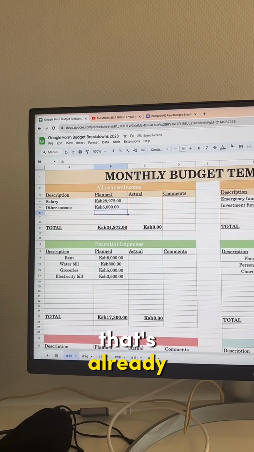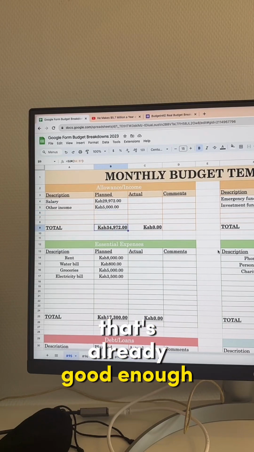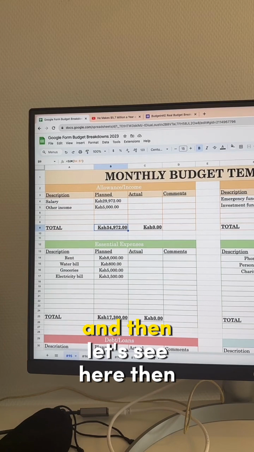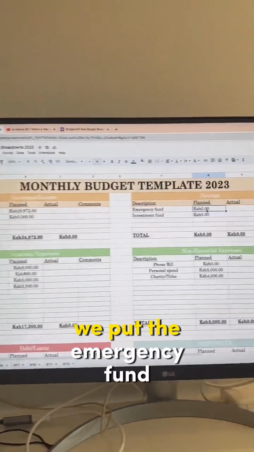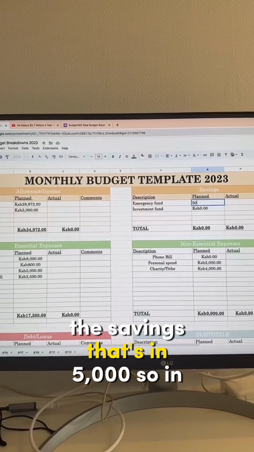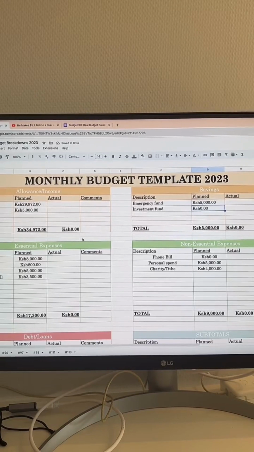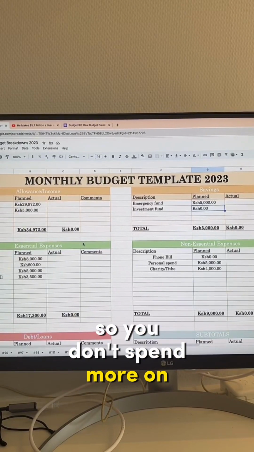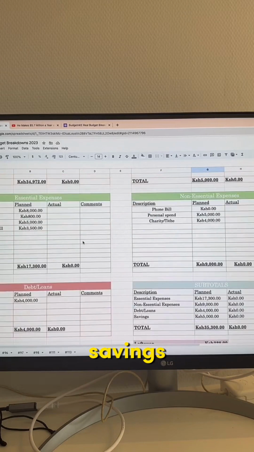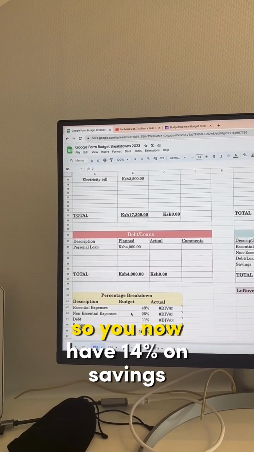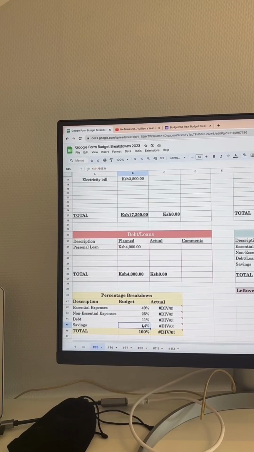That's already good enough. You see, 34,000. That's already good enough to at least boost him a little bit. And then let's see here. Then we put the emergency fund, the savings, that same 5,000. So in and out. You don't spend more on expenses. You just use it for your savings. And look at how automatically your spread improves. So you now have 14% on savings just because you got that extra 5K.